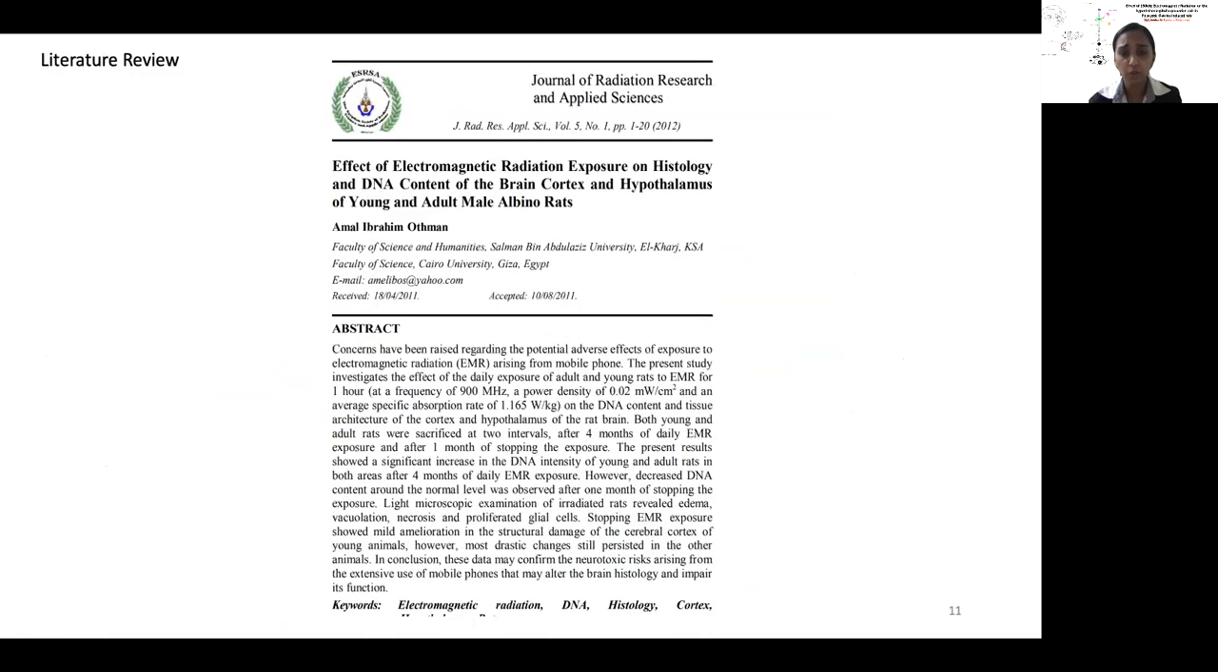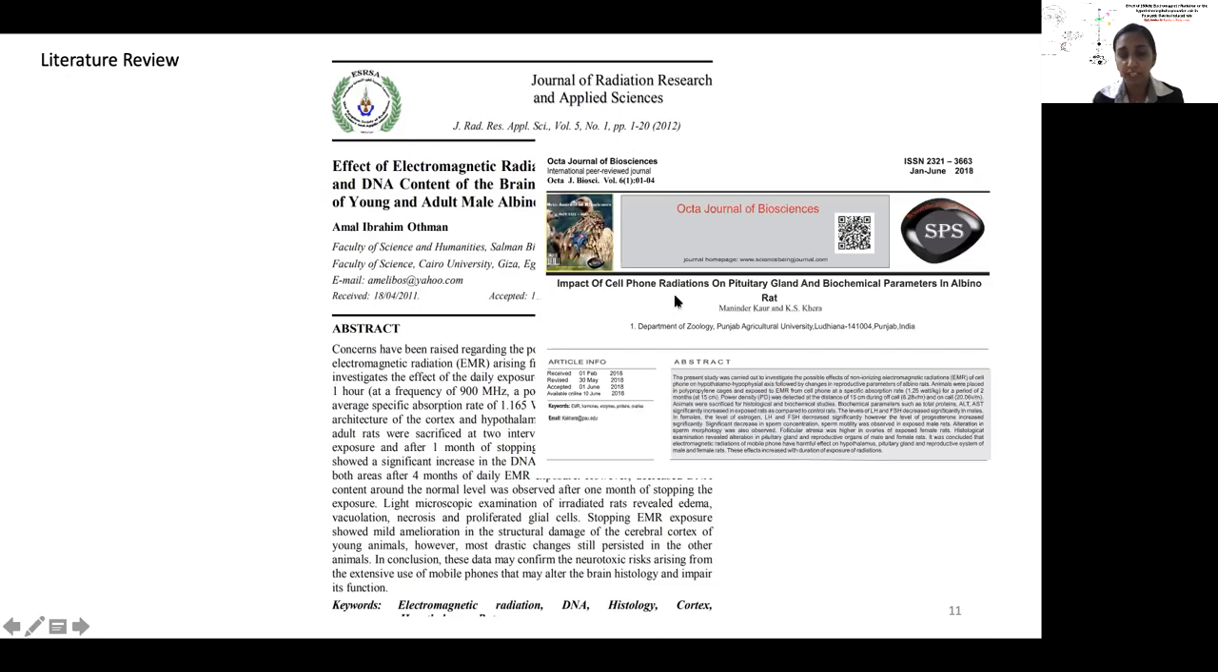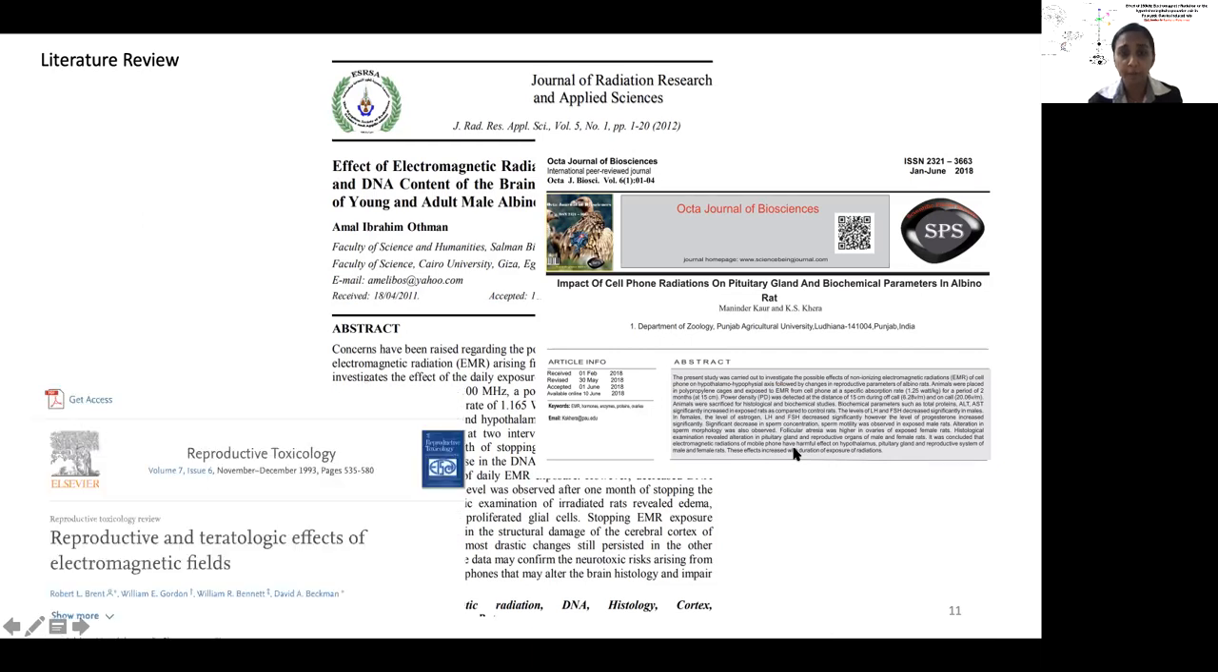Also, we were unable to find any literature stating the HPG axis for follicular development. So we decided to break it down and search, right? So we found the effect of electromagnetic radiation on the hypothalamus. This is when they used mobile phones and they saw that it may alter brain histology and impair its function. When they used the same cell phone radiation on the pituitary gland, they saw that it also created some type of alteration, which could be harmful as well, right?